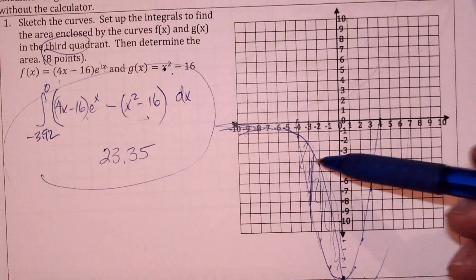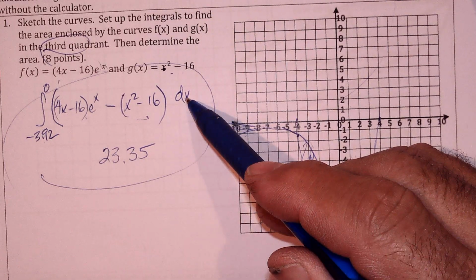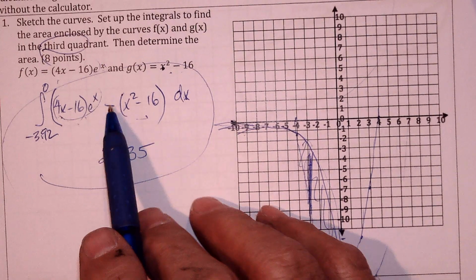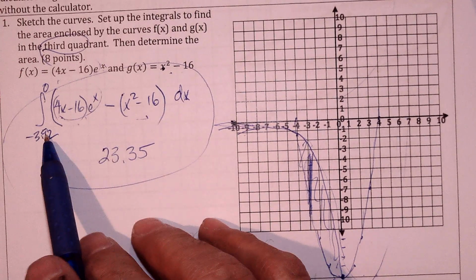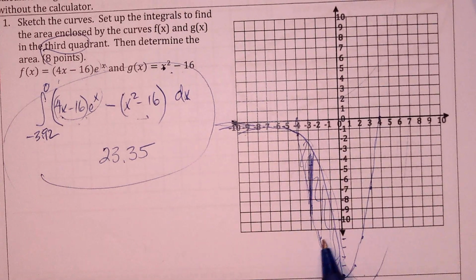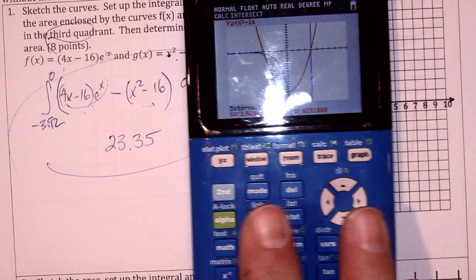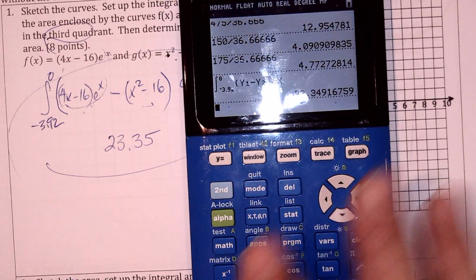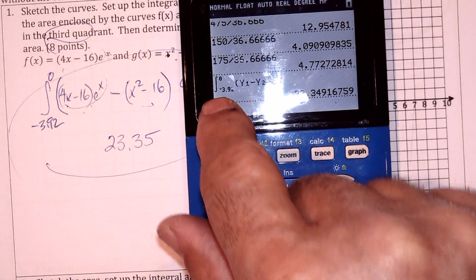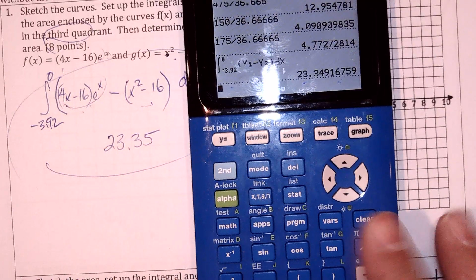But if I slice it vertically, the width of the slice is dx, and so I want to take the top curve, because it's already in x's, minus the bottom curve, evaluate from there to 0, from 3.9 to 0, to get me that area. Now, the shortcut to typing that in on a calculator is to type in the integral from negative 3.92 to 0 of y1, and so I'll go through that again.